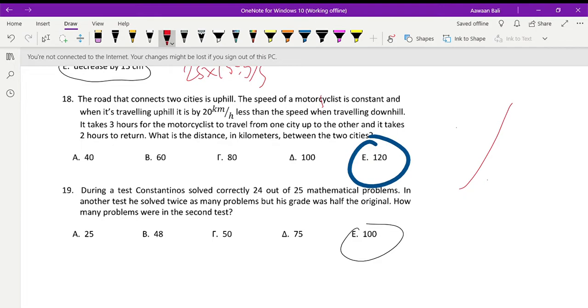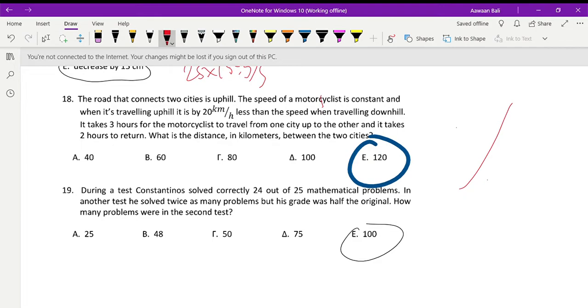So the distance has to be divisible by 3 and 2. Because when you're doing this, when it would take 3 hours and you know the distance is 60, you wouldn't know the speed, so it has to be divisible. It's the same here.